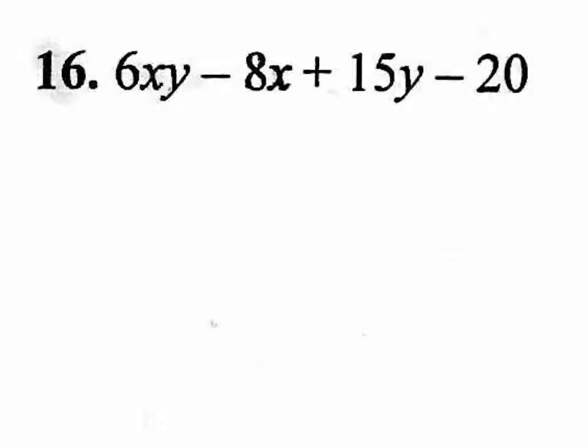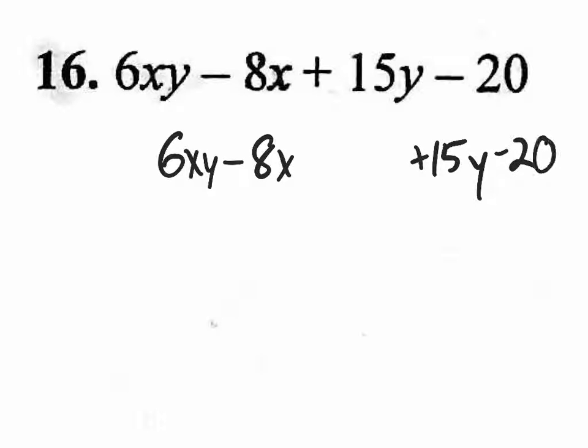Everybody should be doing this with me right here. Step 1, separate it into two groups. Oh yeah, by the way, you can't pull out anything from all four terms. You might be thinking, oh, I could pull out the multiple of 2. Oh, this doesn't work. There are no x's, there are no y's in all the terms. So we're going to separate it into two groups. 6xy minus 8x, plus 15y minus 20.